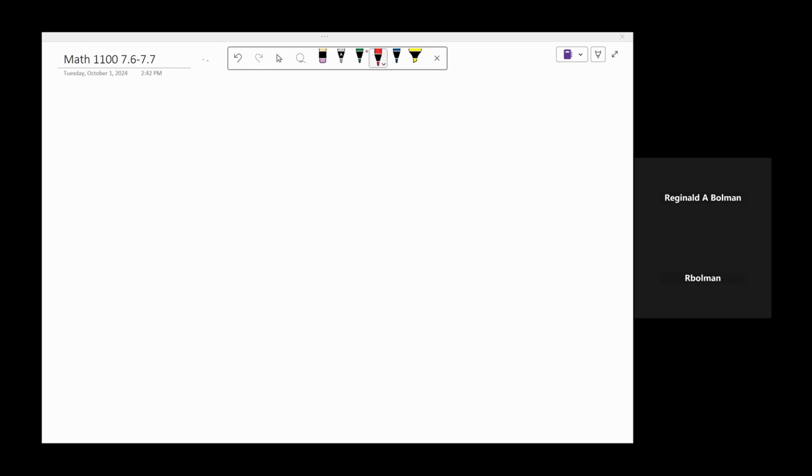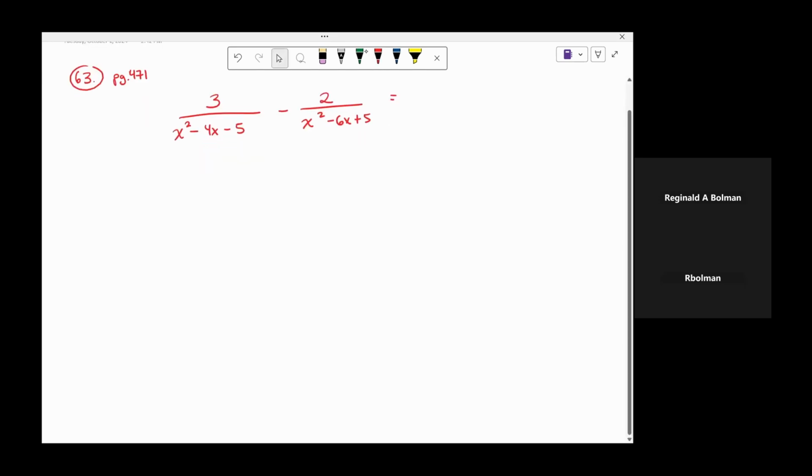Okay, consider problem 63 from page 471 of your textbook. Problem 63 has a rational expression 3 over x squared minus 4x minus 5 minus 2 over x squared minus 6x plus 5, where 2 over x squared minus 6x plus 5 is also a rational expression. And we're supposed to subtract these rational expressions from one another.